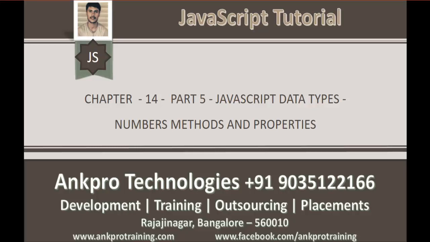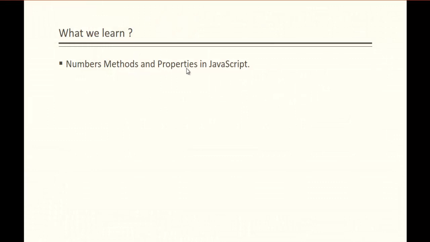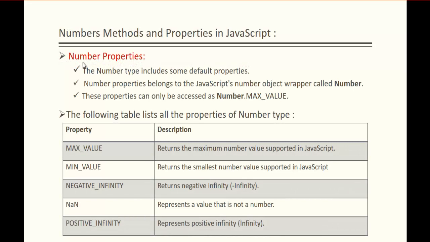In this session, we are going to learn about the number methods and properties in JavaScript. So, first let us understand the number properties. The number type includes some default properties. Here is a list of properties of the number type, which includes max value, minimum value, negative infinity, NaN and positive infinity. We are going to learn about this in the coming session. As of now, NaN means not a number.